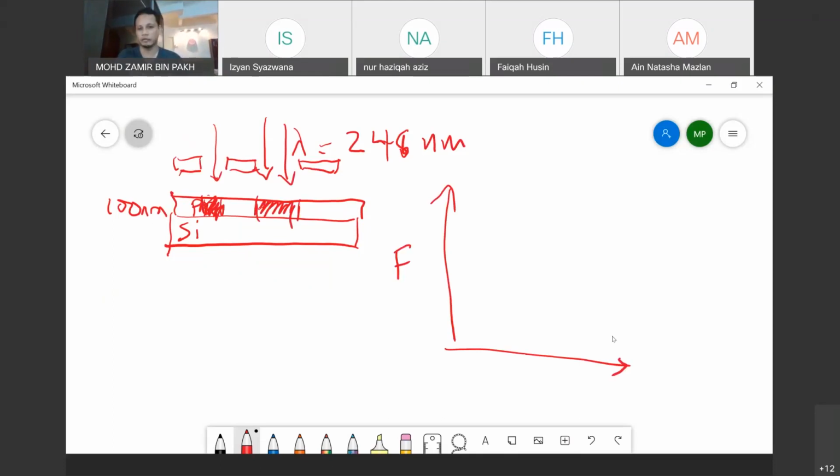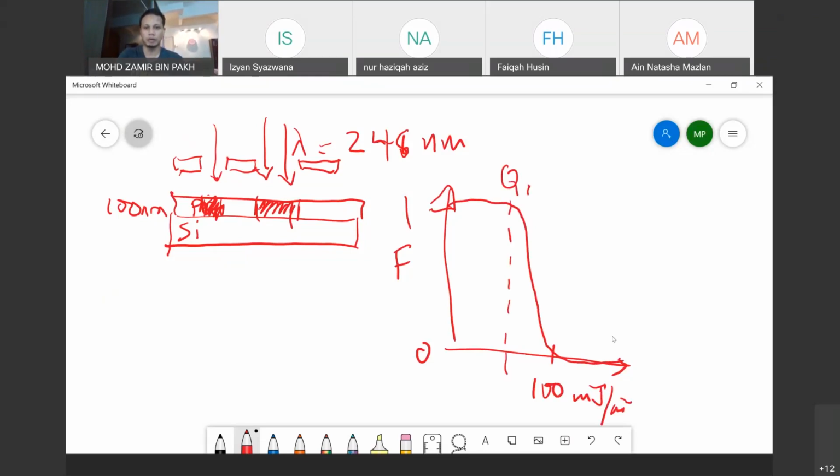Let's say this one is fraction of resist remaining. So this one is 1, this one is 0. So assuming this one is 100 millijoule per cm squared maybe. And this one is Q naught. So, okay, this one is not QF, right? QF. So this one maybe, I don't know, just put QX maybe.